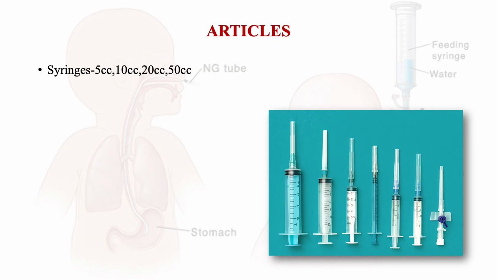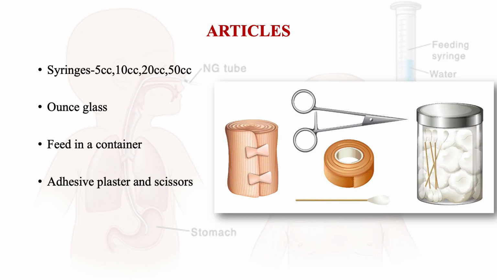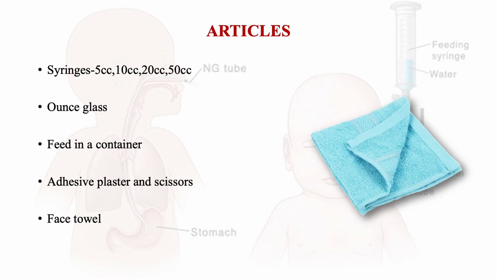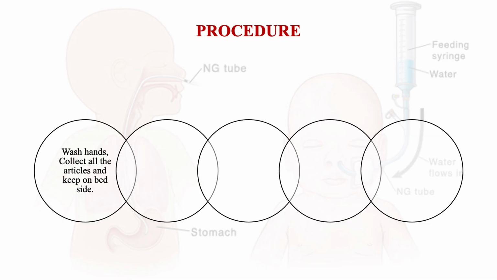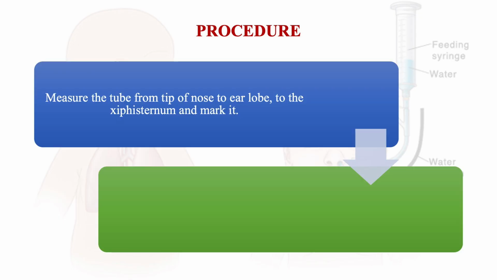Syringes of various sizes like 5 cc, 10 cc, 20 cc and a 50 cc syringe, an ounce glass measure, feed in a container, adhesive plaster and scissors, a face towel and clean gloves. Coming to the procedure, wash your hands first, collect all the articles and keep them at the bedside, review the physician's order or type and frequency of feed, put the patient in supine or Fowler's position, wash hands, clean the nostrils if needed with wet swab sticks, measure the tube from the tip of the nose to the earlobe and from the earlobe to the xiphisternum and mark it.